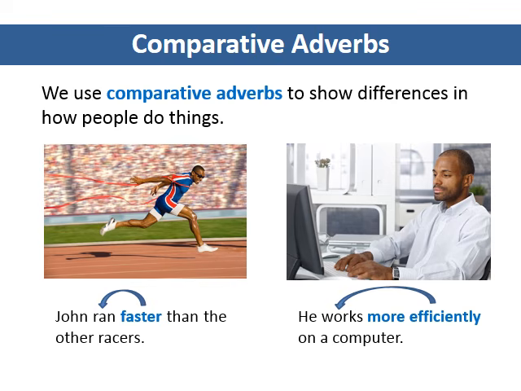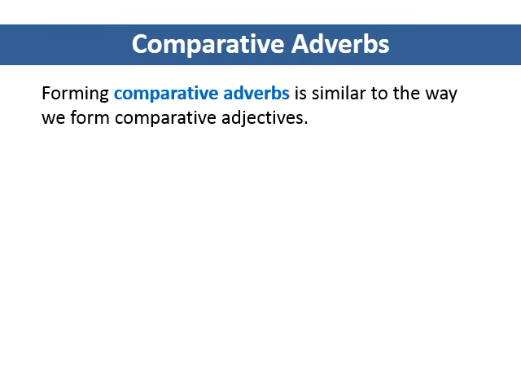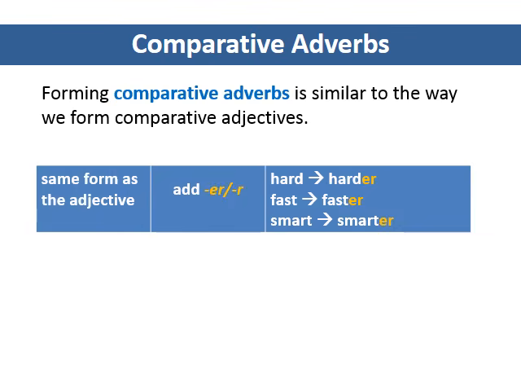The comparative adverb faster describes the action verb ran. It explains how John ran compared to the other runners. Likewise, the comparative adverb more efficiently describes the action of how someone works on a computer. Forming comparative adverbs is similar to the way we form comparative adjectives. Some comparative adverbs are the same form as the adjective. Examples are hard, fast, and smart. In these cases, we add -er to the base form: harder, faster, smarter.